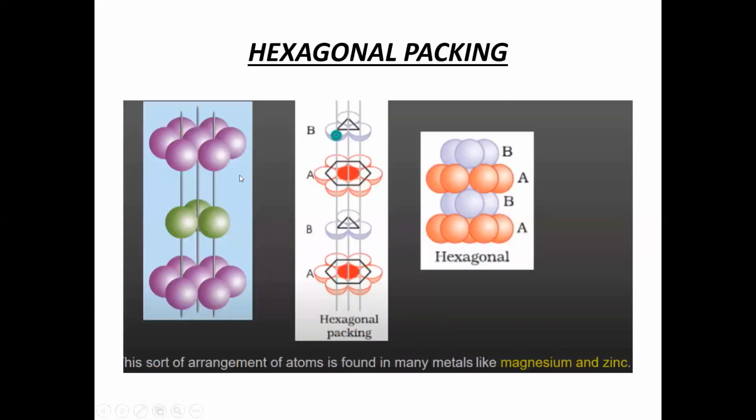Next one is the hexagonal packing. This is the A layer. Again in the B layer we get the triangle shape. In the third layer we get the hexagonal shape, and in the fourth layer we get the triangle shape. Like that the atoms are arranged in hexagonal crystals. This type of arrangement we see in metals like magnesium and zinc.